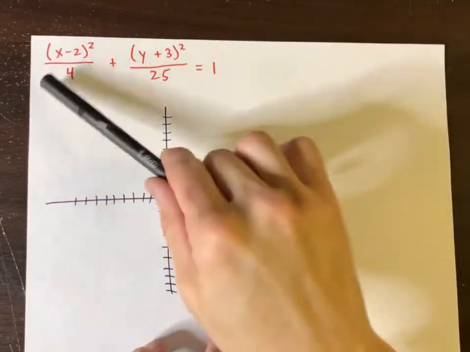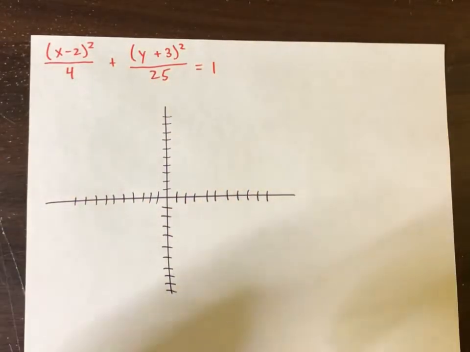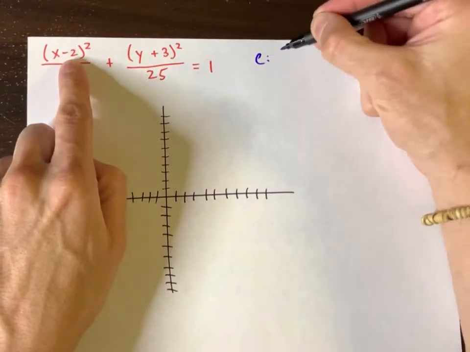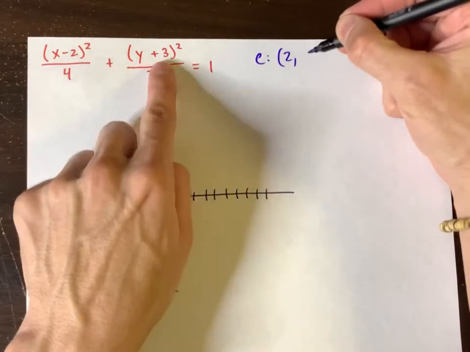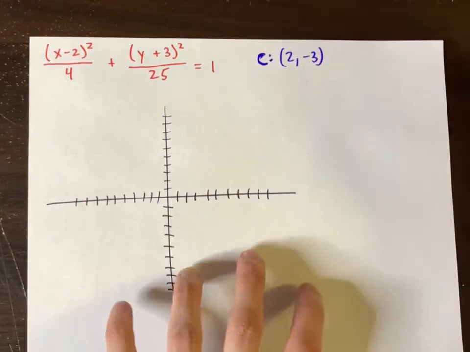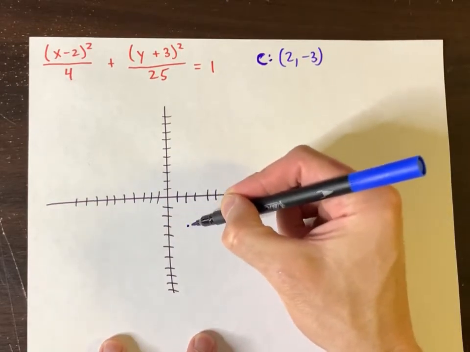So let's say that we want to graph this ellipse here and identify some of the key features. So the first thing you want to do is identify the center, which is going to be at, you switch that, and then you switch that. So the center, C, is at (2, -3). So we go to (2, -3), and that is our center.